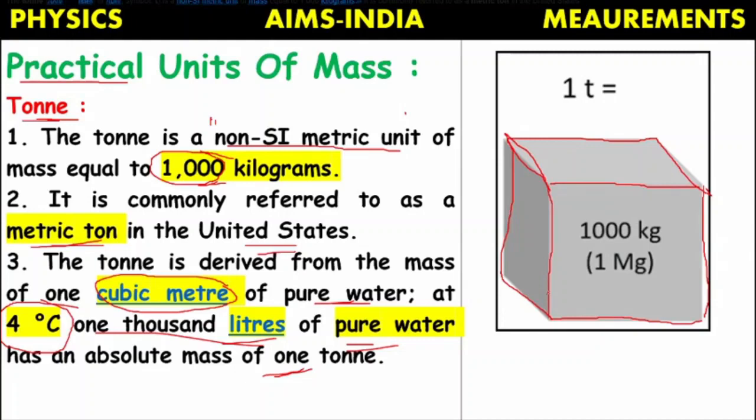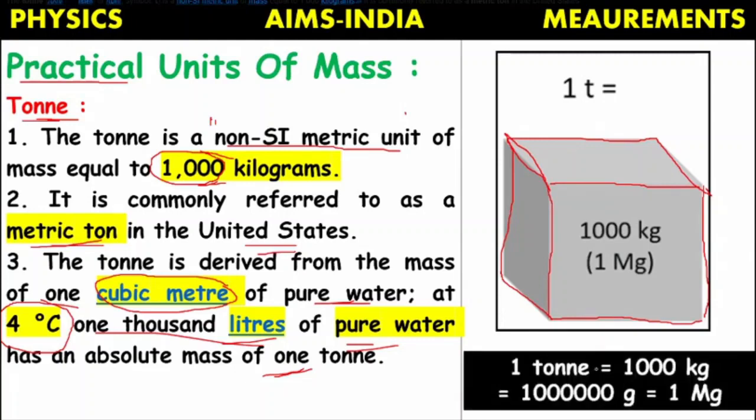Which is equal to 1000 kg. 1 ton equal to 1000 kg. In the place of kilo, we can keep 3 zeros because kilo means 10 cube. So 1 after 6 zeros we will get 1 megagram. So 1 ton equal to either we can tell 1000 kilogram or 1 megagram.